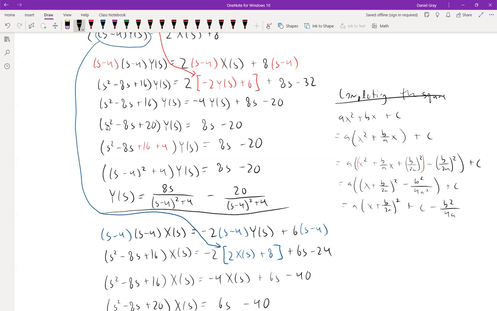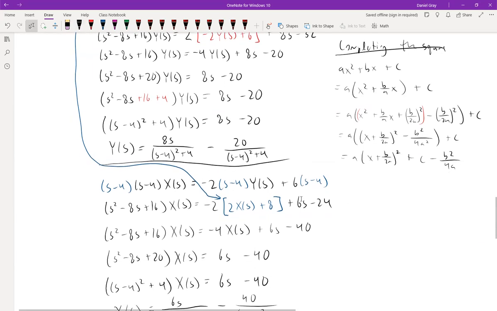So now that I've borrowed that 16, this thing factors very nicely as s minus 4 quantity squared, and I still have this 4 left over. Now I can divide by that, and I get that y of s is equal to 8s over this quantity minus 20 over this quantity. Although that looks horrible, because I've completed the square and everything, that's actually something that is easily recognizable from the Laplace inverse table. So I'll go over that in a second.